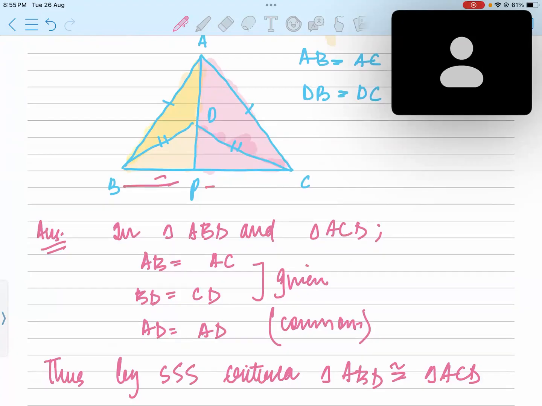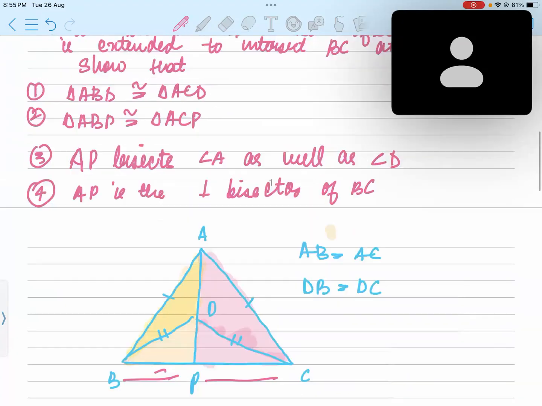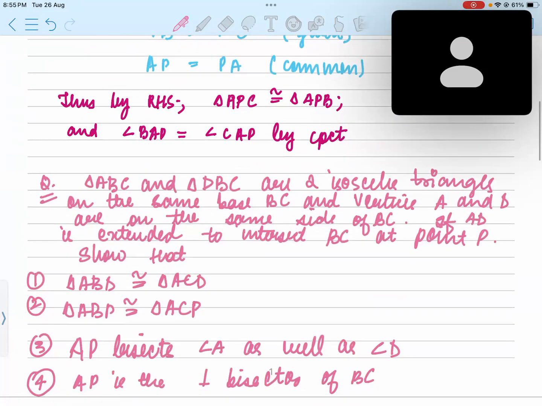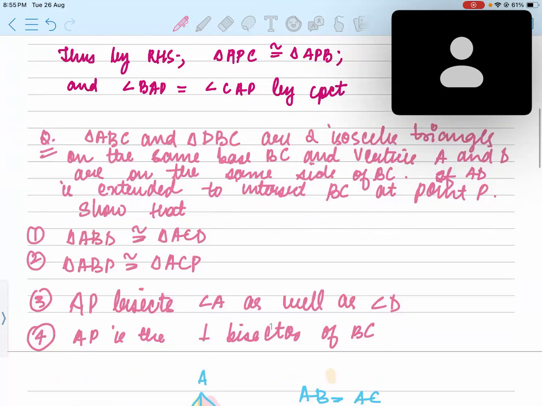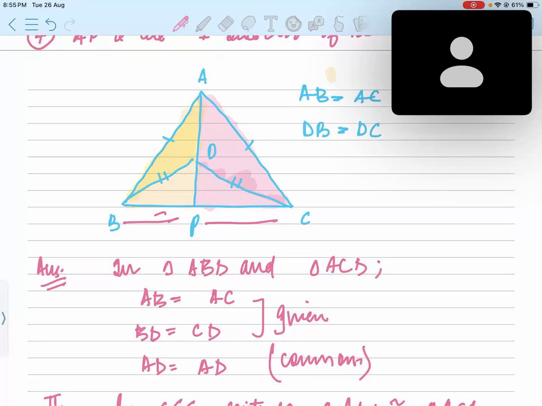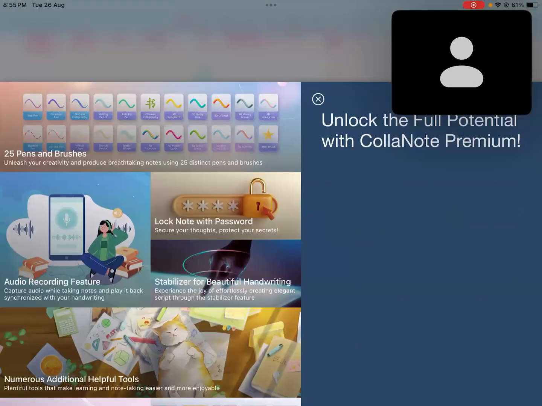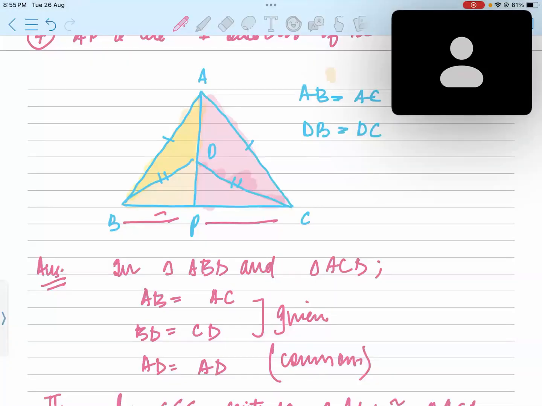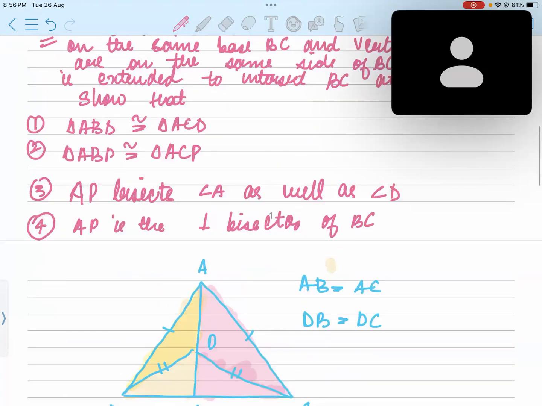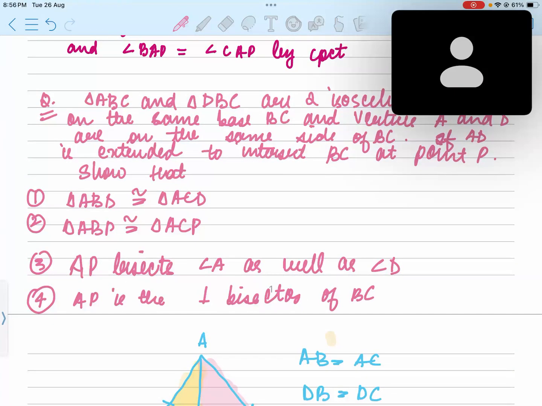Ma'am, because AP is bisecting. No, it's not given in the question that AP is bisecting. The only thing that they've given us in the question is that ABC and DBC are isosceles. That's it. Other than this, nothing else is given to you in the question. Then, ma'am, you have written it over. Where have I written, children? In the third point. The third is the question. These 4 points are the questions. They are not like this part you have to prove. It's not given in the question.